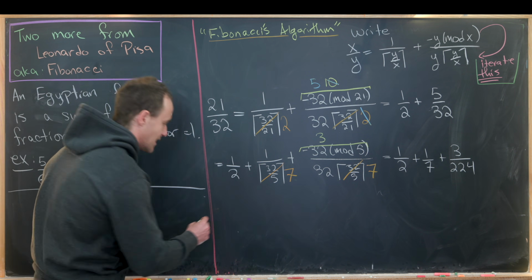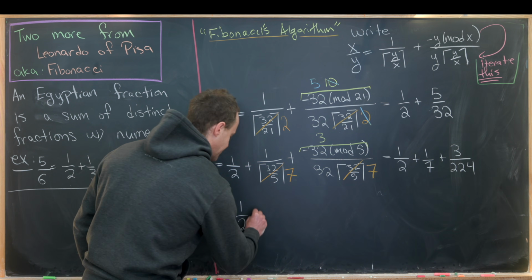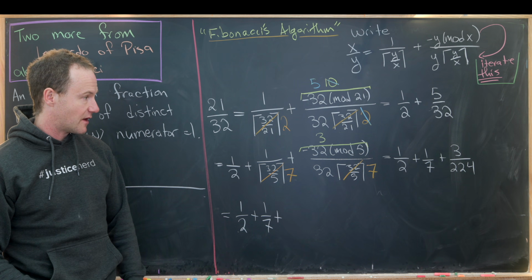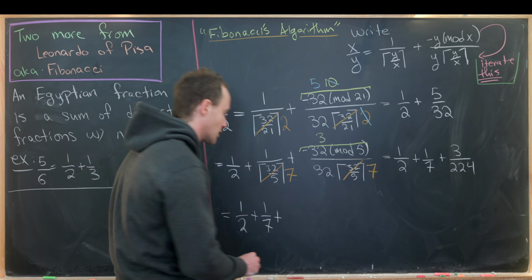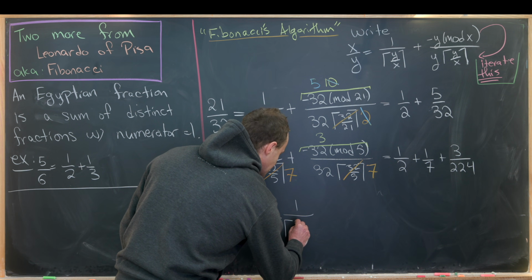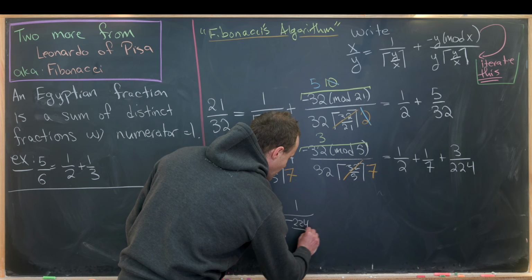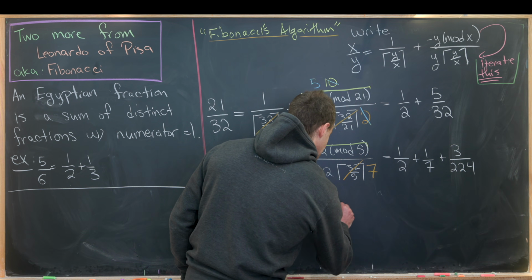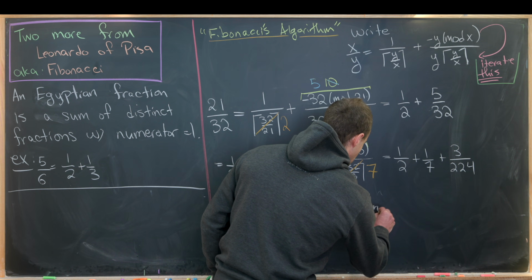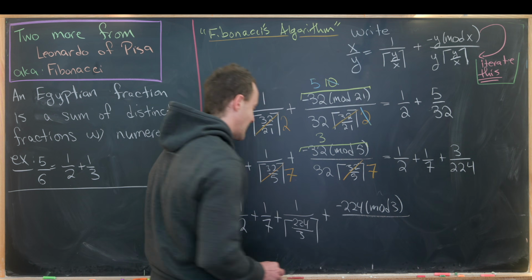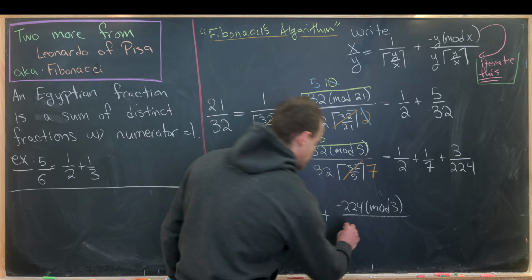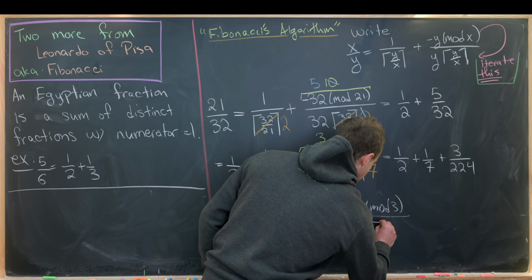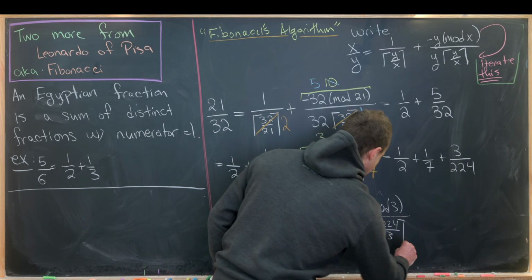Now let's do another step. This is going to give us 1/2 plus 1/7 plus, and now we do the process again on that 3 over 224. So that'll be 1 over the ceiling of 224 over 3, so that's what we start with. And then plus negative 224 modulo 3. And then finally, this is all over 224 times the ceiling of 224 over 3.